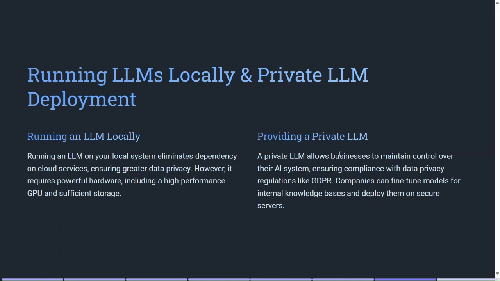Steps to set up a private LLM. Select an LLM that fits the company's needs. Fine tune the model using proprietary datasets. Deploy it on a secure private server. Set up an internal API for controlled access. Implement network security measures to prevent unauthorized access.